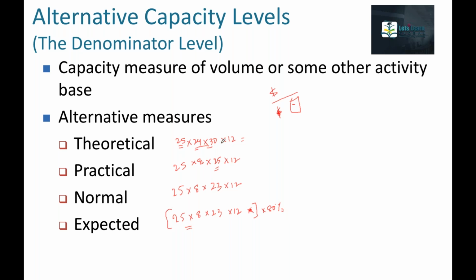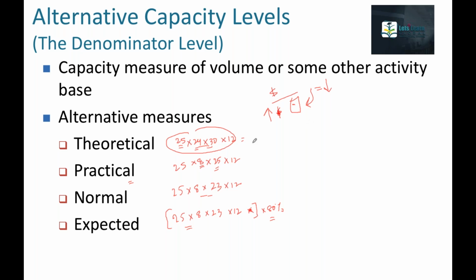Theoretical capacity does not consider anything like vacation, sickness, accidents, etc. Practical capacity considers the number of hours and number of days. But normal capacity at which we can operate can be known, and from the normal capacity we expect some percentage, and we use that in the predetermined overhead calculation. If you use theoretical capacity, the denominator is too high and the predetermined overhead rate will be too low. The customer will be happy because you are charging him less.